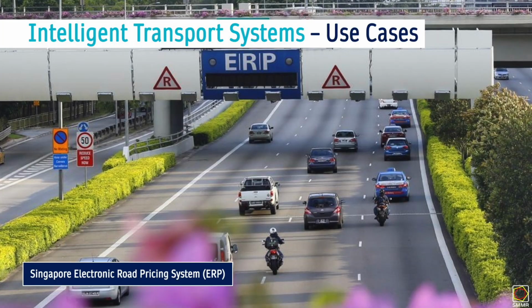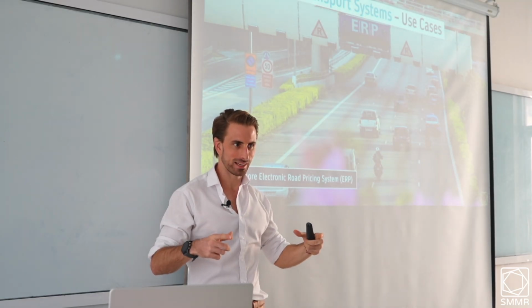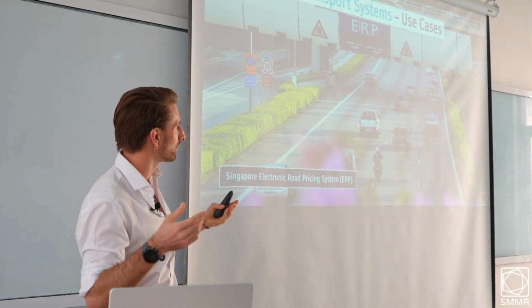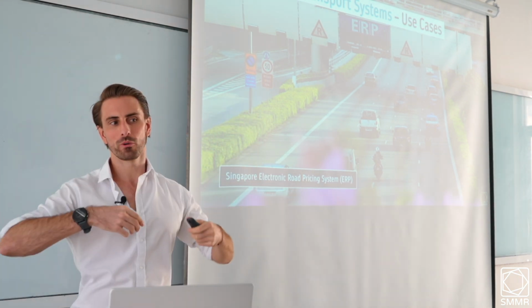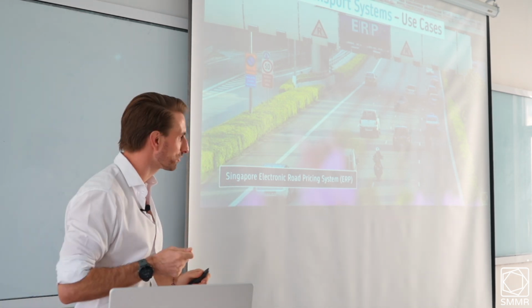And this is essentially what we call a gantry over the road. And it has an ERP system, which is an electronic road pricing system. Singapore is very small, and traffic was becoming a big problem in the 90s, and they wanted to reduce traffic. One way to reduce traffic, which is never very popular, is to make people pay to use the roads.